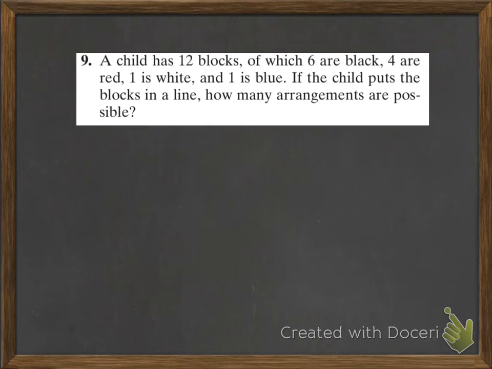All right, let's look at number 9, which if we weren't in this scenario, we might not easily see as the same problem, but it really is. So a child has 12 blocks, of which 6 are black. So I could even write that: B, B, B, B, B, B, so 6 B's. 4 are red, so 4 R's. 1 is white, W, and 1 is blue. If the child puts the blocks in a line, how many arrangements are possible?